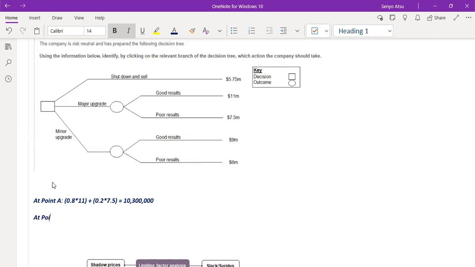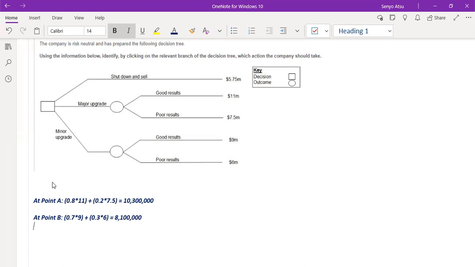At point B, the down one, 0.7 times 9 million plus 0.3, that makes it 1, times 6 million. The long run average will be 8.1 million. Then I go backwards. That's how we evaluate decision trees. I go backwards.